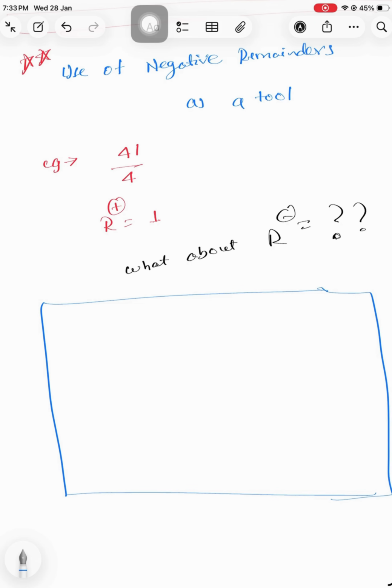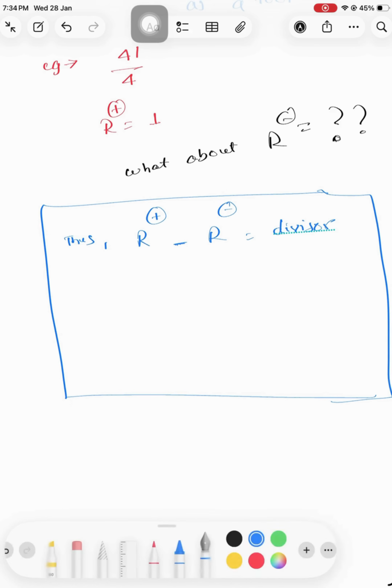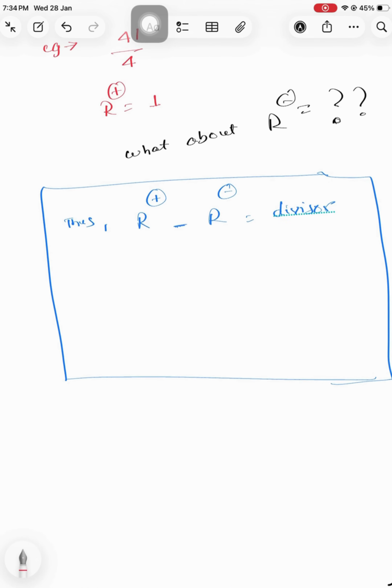So I'll try to explain the logic between the positive remainder and the negative remainder, but I have also got, from the examination perspective, a very basic formula that anyone can easily memorize: the difference between a positive remainder and a negative remainder is always equal to the divisor.